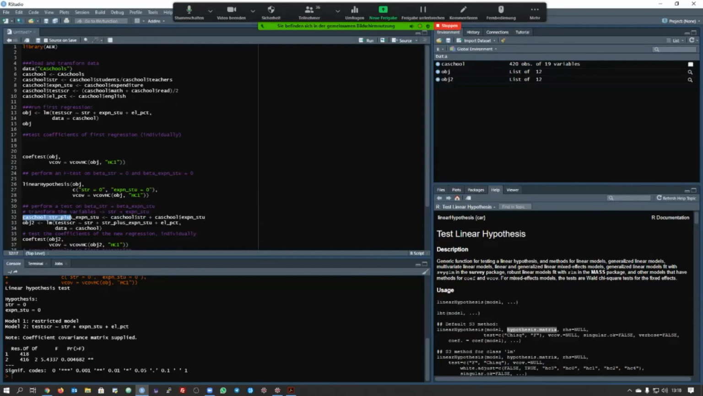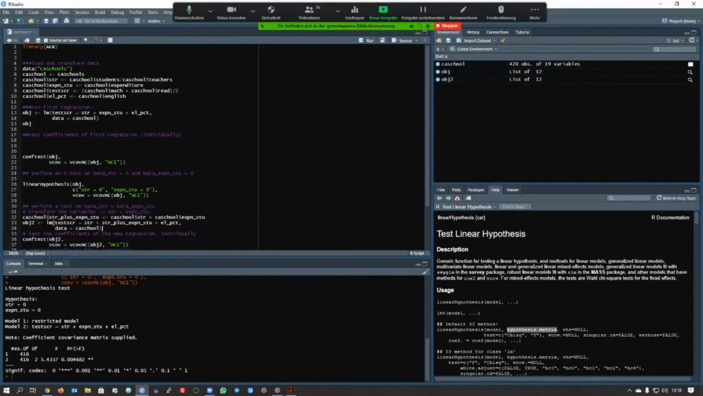We create a new variable, STR plus expenditure per student, and that is just CA school $STR, so student-teacher ratio, plus CA school $expenditure student, so the amount that is spent on average in a district per student. And then we run a second regression of test score on student-teacher ratio and student-teacher ratio plus expenditure per student and English learners percentage, because that's the variable that has also been included in our first regression up here.